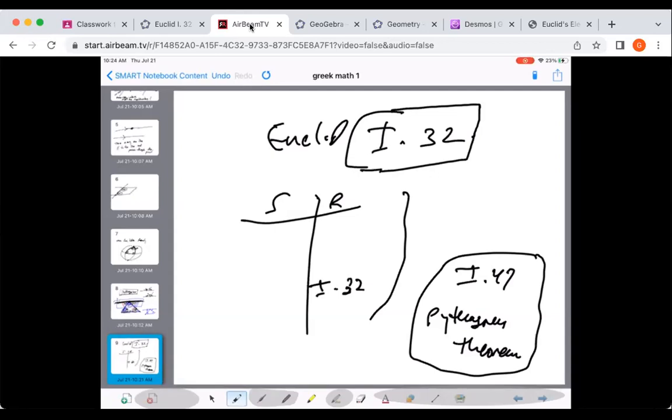So Euclid waits all the way until book 1, proposition 32. He tries to avoid using postulate 5. I think he avoids it up until about proposition 29, and then he must use it to continue, and then he builds. So here's how Euclid does it.